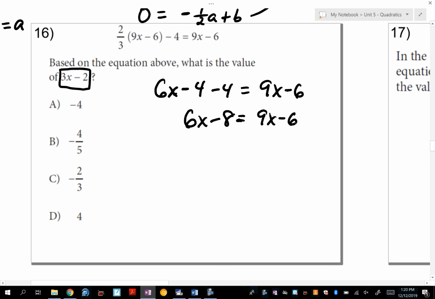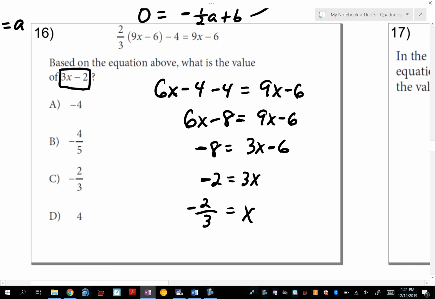Now, it's your preference on how you want to do this. All right, I'm going to move the 6x to that side to get negative 8 equals 3x minus 6. And if you move this negative 6 to the other side by adding 6, you get negative 2 equals 3x. So x is, very good, negative 2/3. Now, that's not the answer.